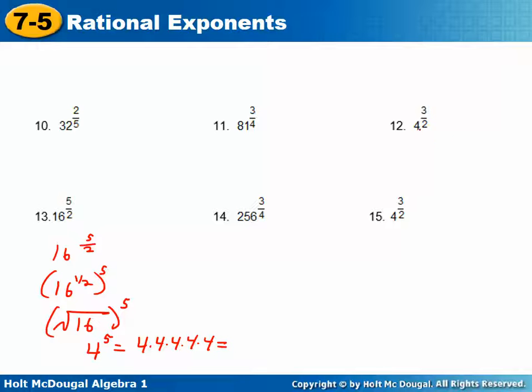So all of these problems will be done that way. Take, hey, these are the same. Take and break your fraction into 1/2 to the 3rd power, or in this case 1/4 to the 3rd power, or 1/2 to the 5th power, so in each case, and then figure out the part in the parentheses and then raise it to the power on the outside. So this one will be 8, because you'd have the square root of 4, which is 2, to the 3rd power, and you'd get 8.